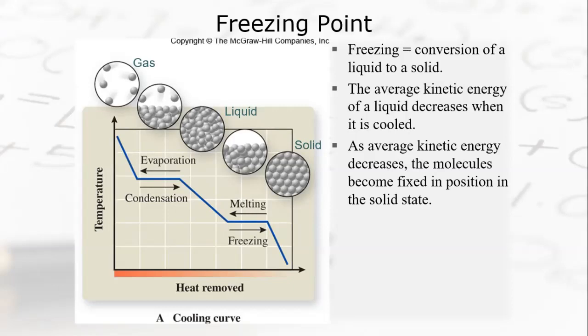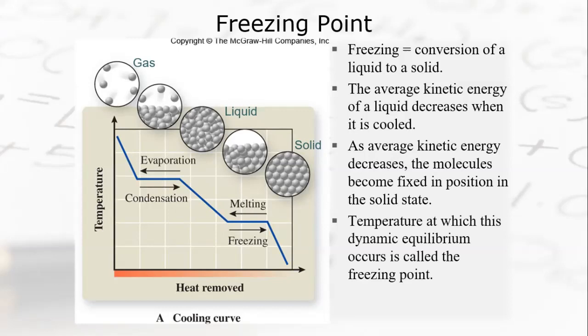And so the molecules kind of settle in place, and the temperature at which this dynamic equilibrium occurs is called the freezing point. We typically identify it as a flat part on the cooling curve here, where the temperature stops decreasing, because at that point, the energy you're removing is not being taken away from kinetic energy. The energy is being removed so that the liquid can become a solid. All right.